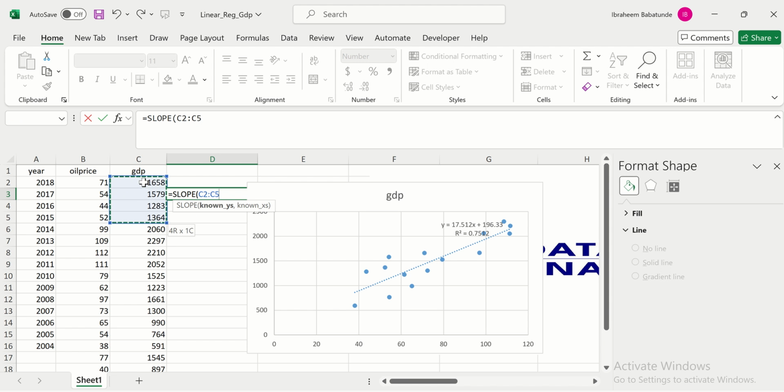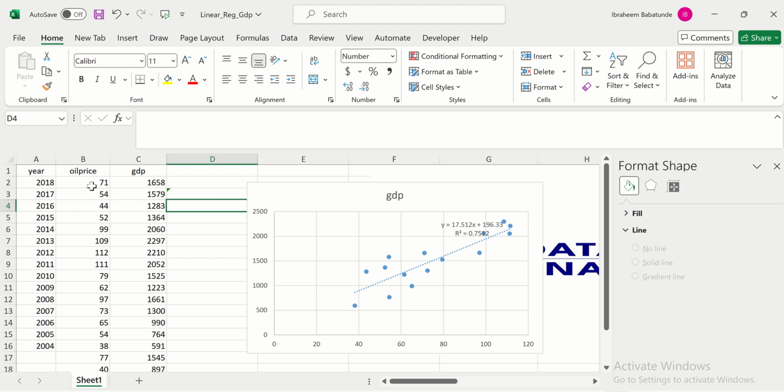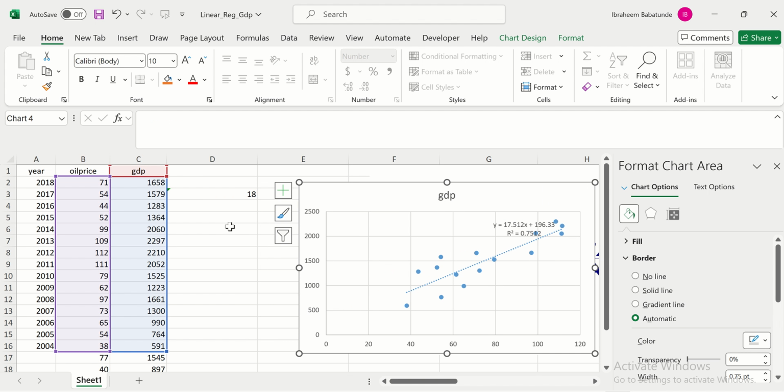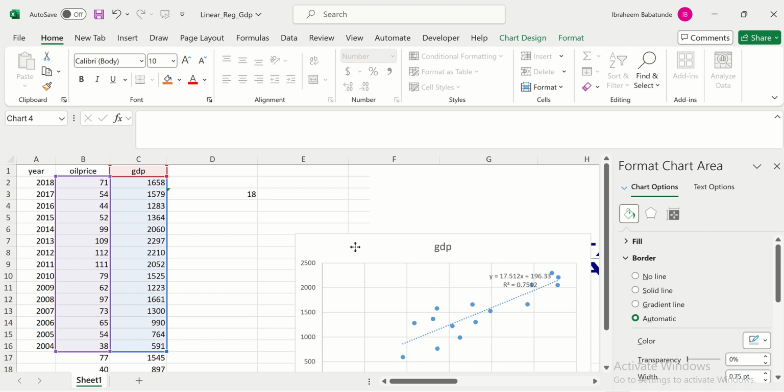You come down like this, to 2004. Then comma, what will be the independent variable? Then you come like this towards this as well, and you press enter. Okay, what is wrong here? Why is it giving me this? Okay, it covered it. I actually have it as 18. As we can see, our slope is 18.